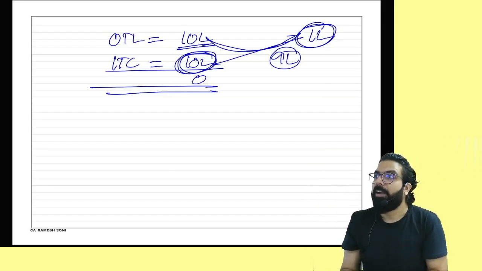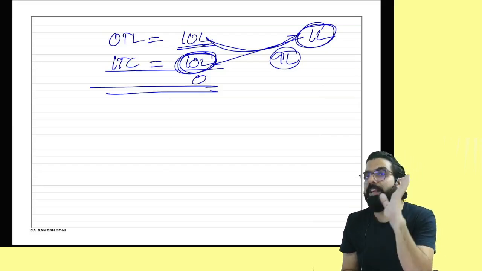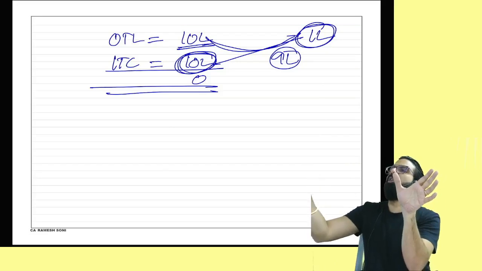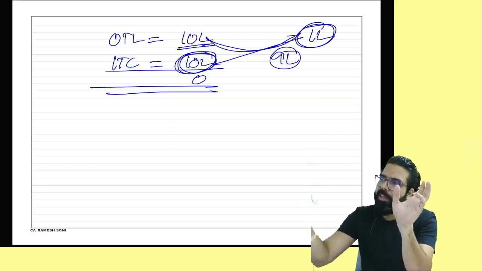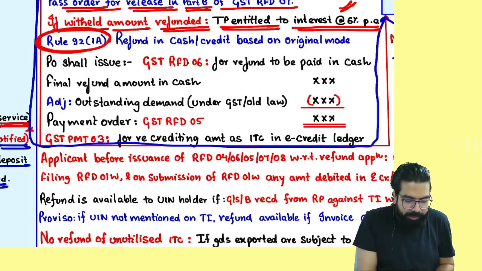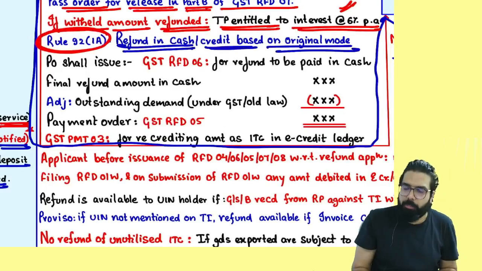You getting my point? And hence, the government went ahead and told over here, refund will be in the original mode of payment. If you paid by using your credit, the amount will be sent back to your credit ledger. If you paid by using cash, the amount will be given in your bank account. Everyone over here, refund in cash or credit based on your original mode.